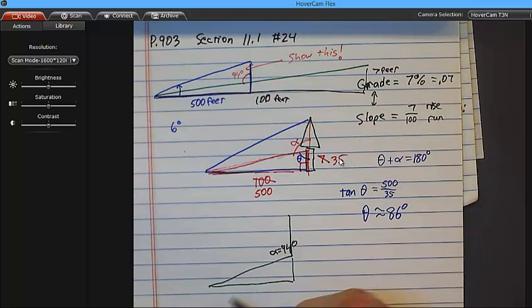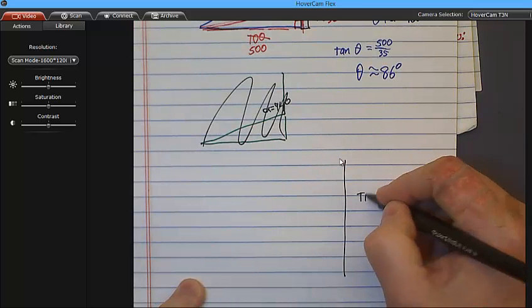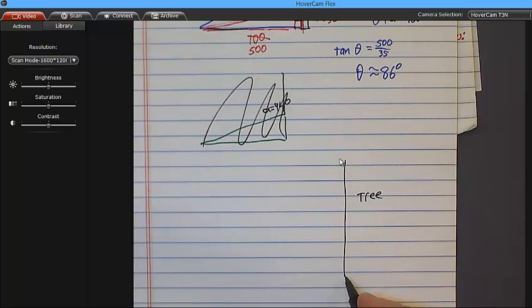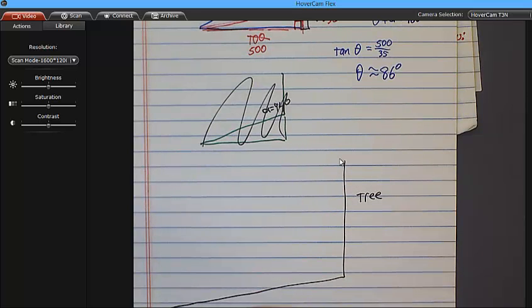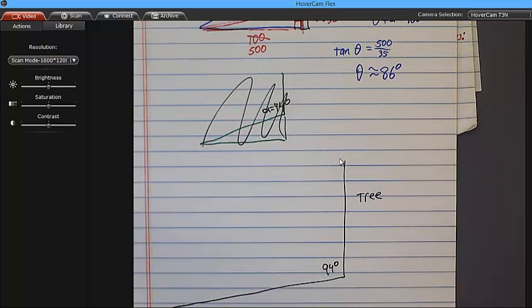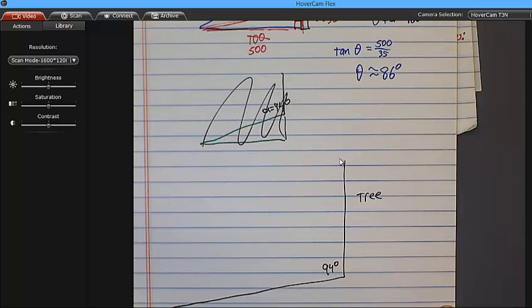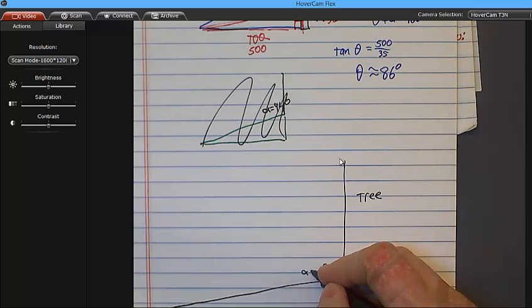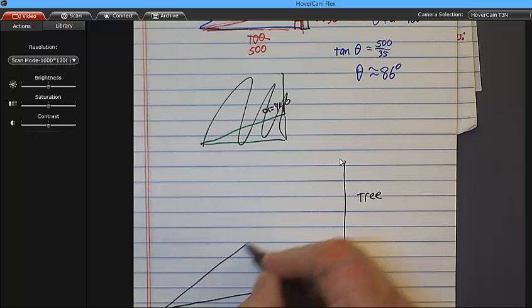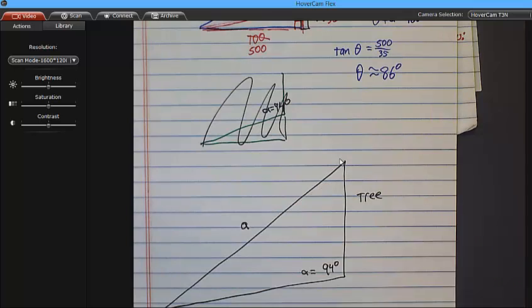I need a better picture than that, guys. Let's try again. Tree. Long stretch of road. 94 degree angle, right? We want to know the height of the tree. We don't know it yet. I called this angle alpha, which means that across from alpha, I'll call this side A.